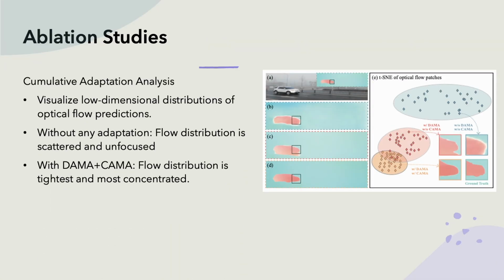First, let's examine the scenario without any adaptation. In this case, the flow distribution appears scattered and unfocused, indicating a lack of coherence in the prediction. Now let's shift our attention to the scenario with gamma plus gamma adaptation. Here we observe a significant improvement. The flow distribution is noticeably tighter and more concentrated, suggesting that the adaptation method has effectively enhanced the coherence and accuracy. The visual representation underscores the importance of cumulative adaptation technique in refining optical flow prediction, ultimately leading to more reliable and precise results.